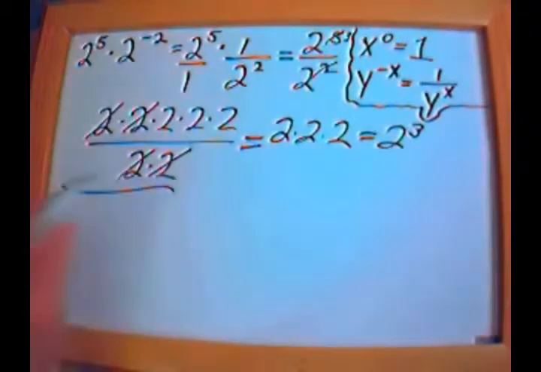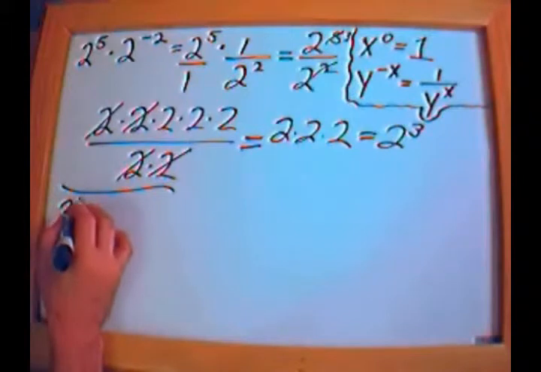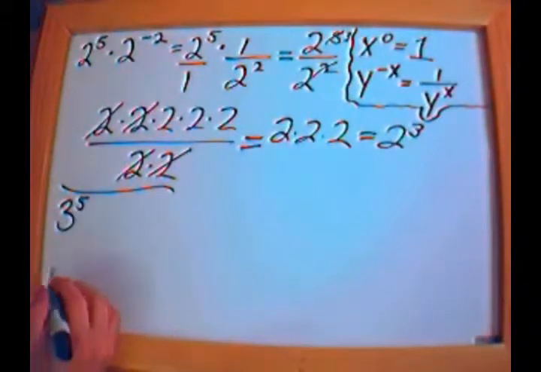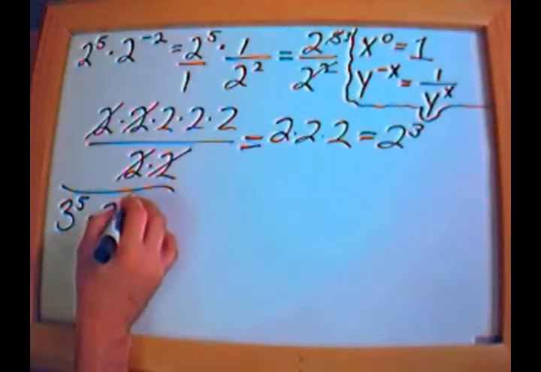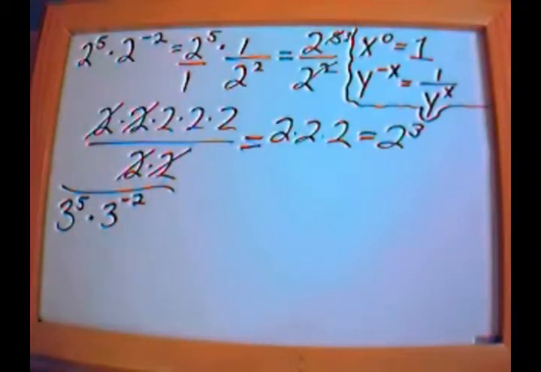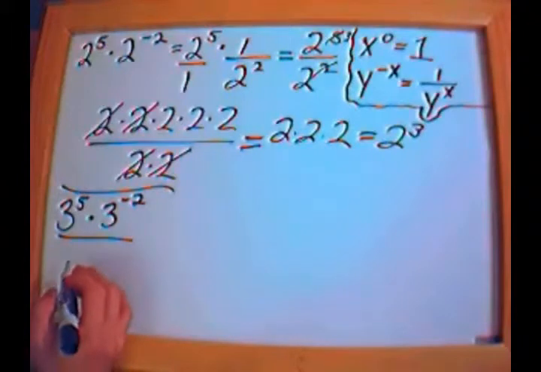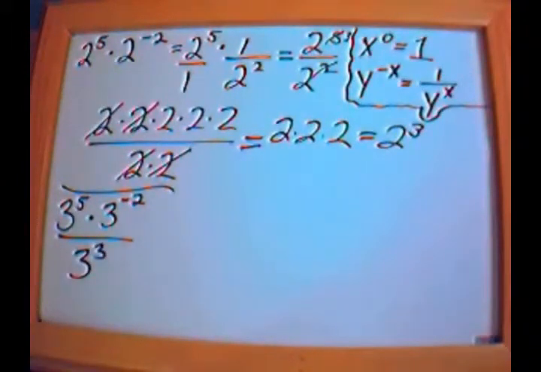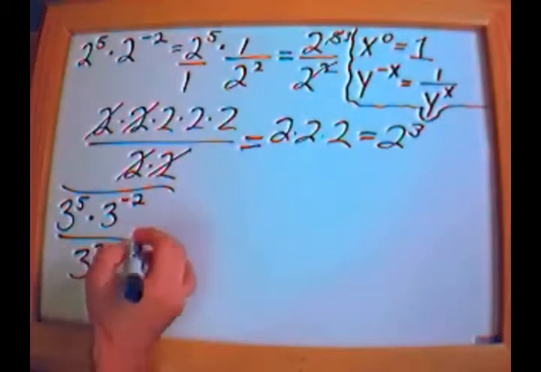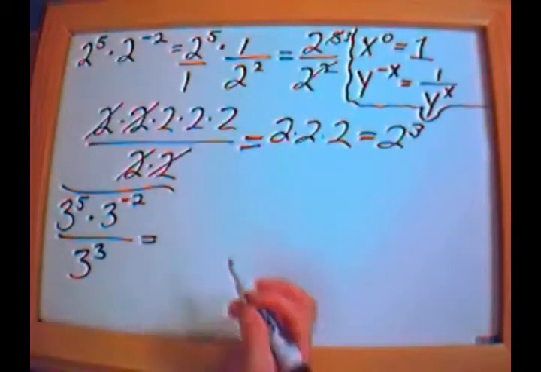We're going to do so many of these, this is going to seem old hat, so let's just keep on going. Let's say I have 3 to the 5th times 3 to the minus 2 over 3 cubed. Okay? Well, let's go ahead and take care of our negative exponent first.